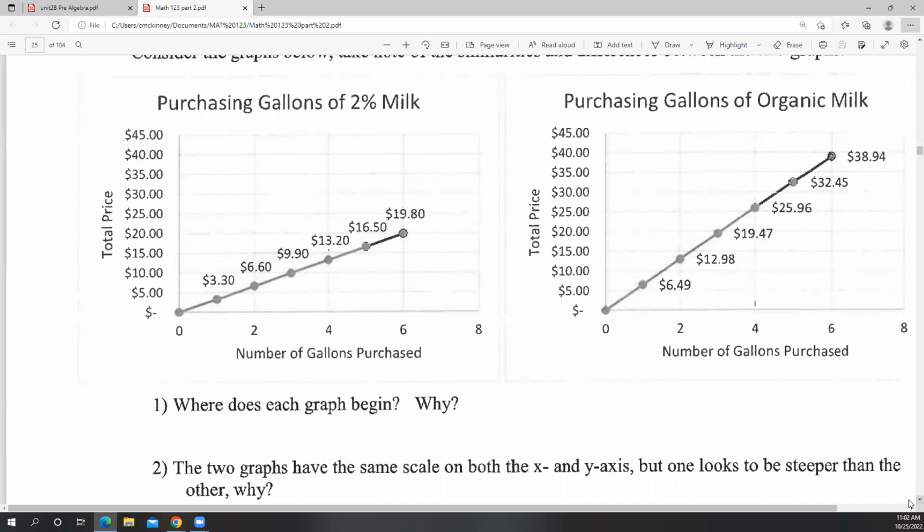What's something that's different about the two? Stronger one, stronger. No, if I had to talk about the trend, these would both be strong positive because they're a perfect line. But what is different? One is for organic, one's 2%.